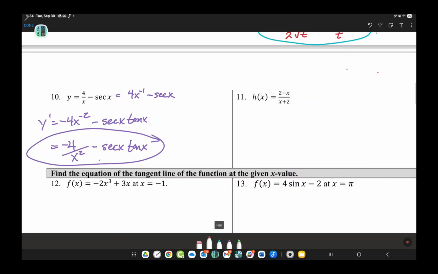All right, and for 11, we have f and we have g. So f prime is negative 1 and g prime is just 1. Okay.